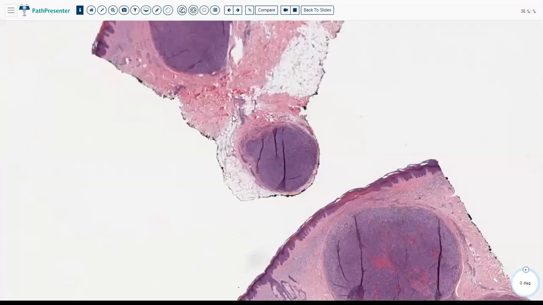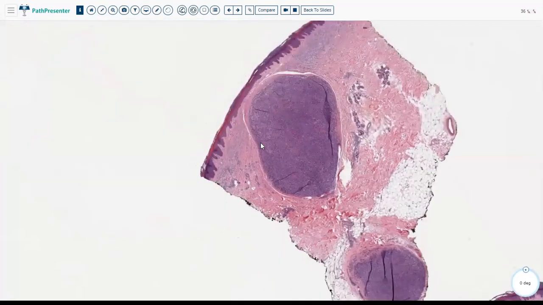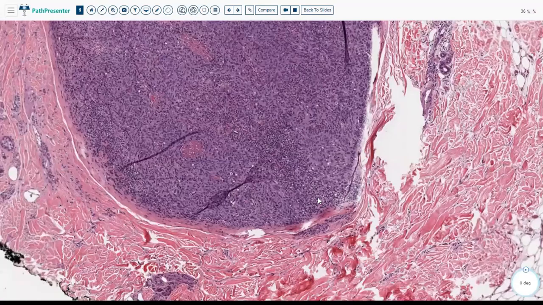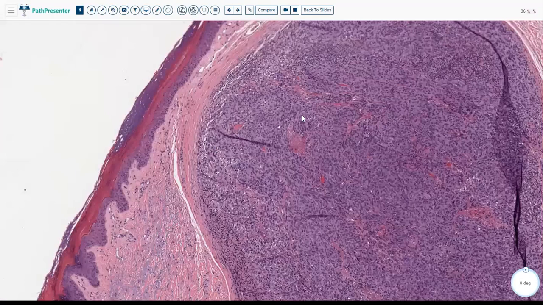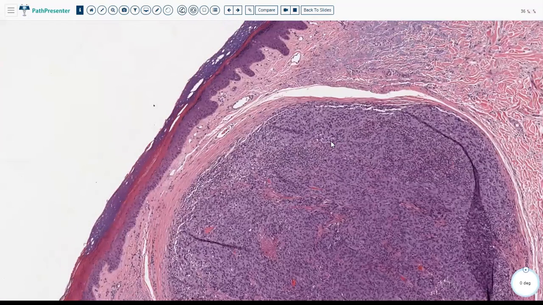And just for you at your level to know, it usually has the cannonball feature: a large nodule of somewhat uniform cells compared to regular melanomas. Mitotic figures, mitosis galore. You see a lot of mitosis inside it, and no epidermal component.